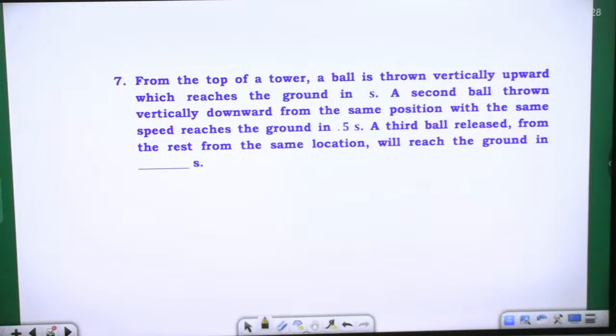So we have 4 questions left. We will try to do the remaining questions in the next session. Completely 4 questions left, right? 7, 8, 9, 10. We will be doing these 4 questions in the next session. So thank you.